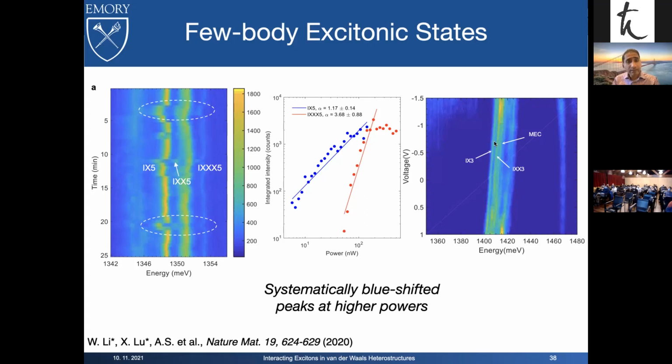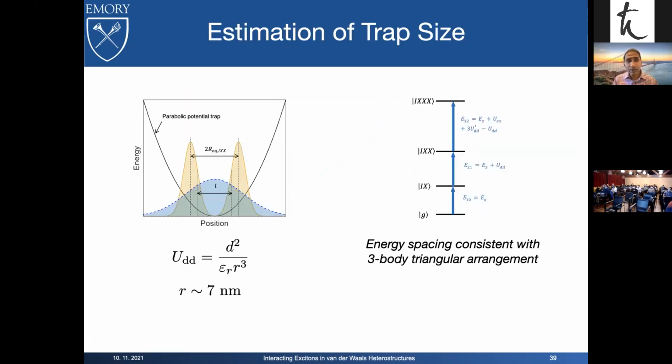Now you can take these three peaks and try to figure out what's the arrangement of excitons in this trap. Based on the spacing of these energy levels, you can do some calculations and figure out that this is actually consistent with what you expect for a triangular kind of arrangement. So essentially, what we want to do now is take a trap and start loading it with lots of excitons and hope that they make a spontaneous dipolar crystal inside of this.